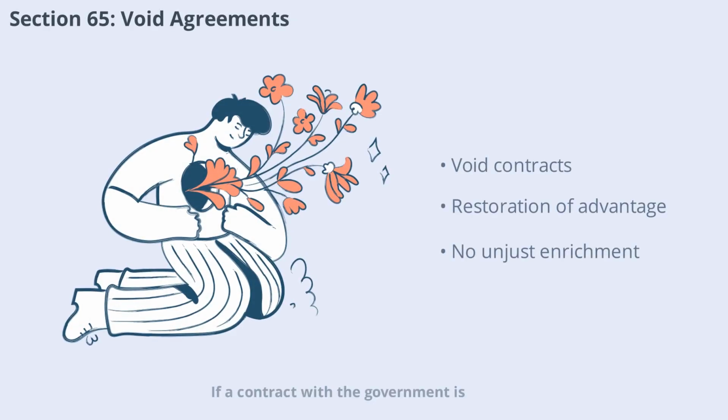If a contract with the government is void due to noncompliance with Article 299, Section 65 of the Indian Contract Act requires the party who received an advantage to restore it or compensate the other party. This provision ensures that neither side is unjustly enriched by a void agreement.